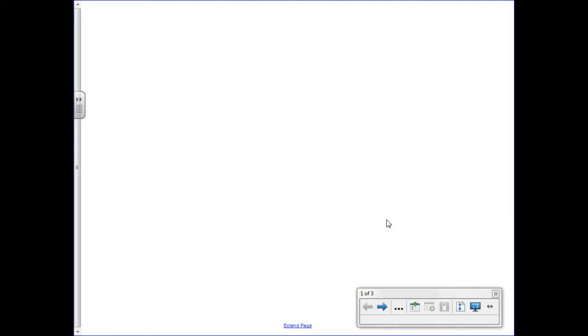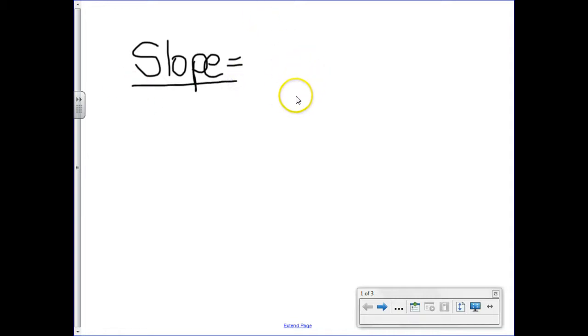Today we're going to talk a little bit about slope. This is one of the standards that you hit in 7th grade math. And so we got to talk about what it is, what it means, and then how we find it and compute it. And you're going to do some exercises in IXL in a little bit.